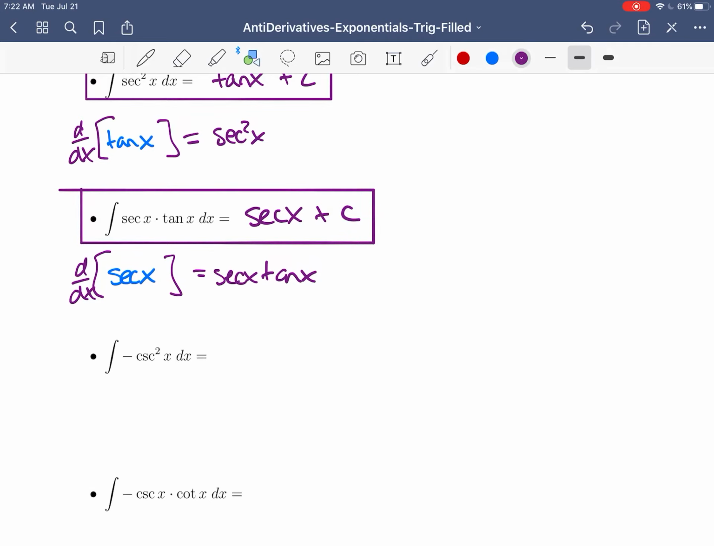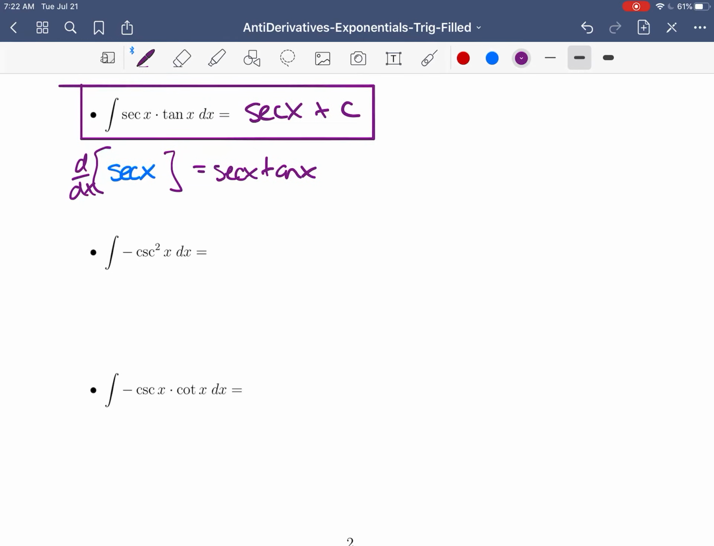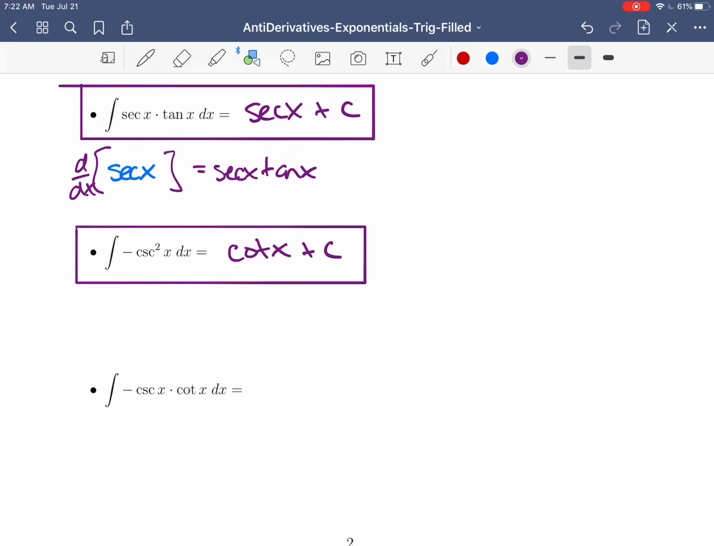So we get an antiderivative for each of the trig function derivatives. Negative cosecant squared, this was the derivative, the thing that has that as its derivative is cotan x. Now if you don't want the negative in the integral, then you're going to have it on the other side. So cosecant squared x dx with no negative is going to be negative cotan x plus c. These say the same thing.